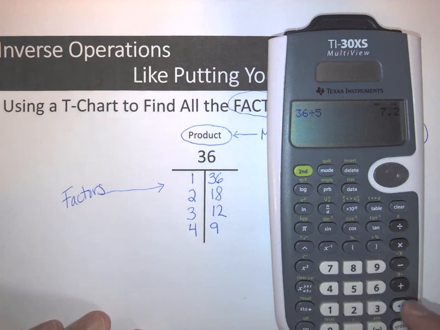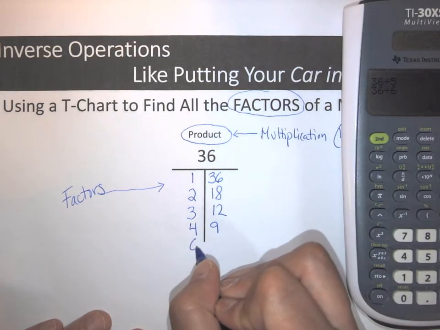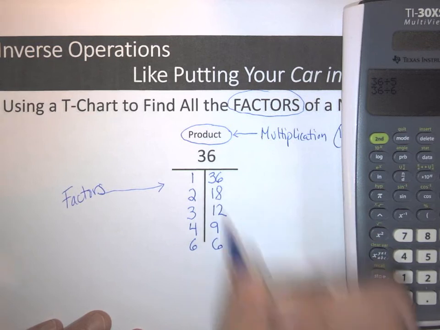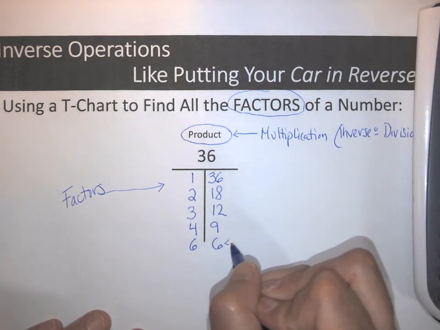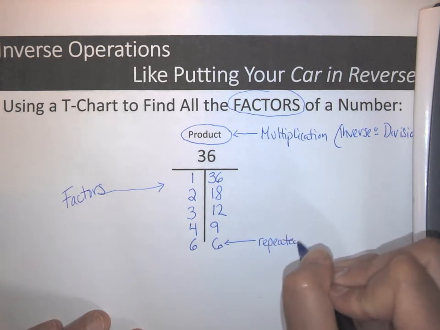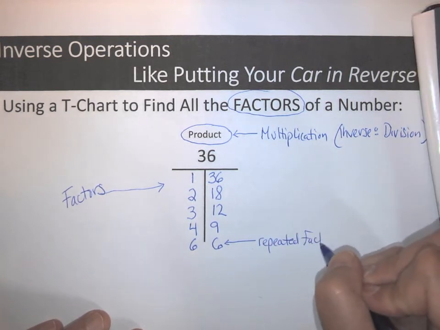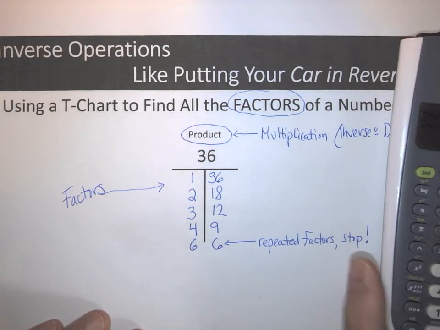What about 6? Yes, so 36 divided by 6 gives me 6, which means 6 times 6 is 36. And as soon as I get repeated factors, it means I found all of them. So I can stop.